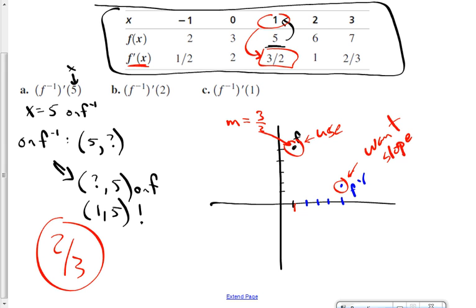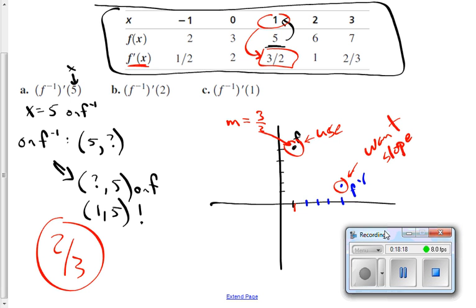I'm going to pause the recording for a second, and I want you to see if you can do the same thing for part B. And if you finish part B really quickly, I want you to try part C too.